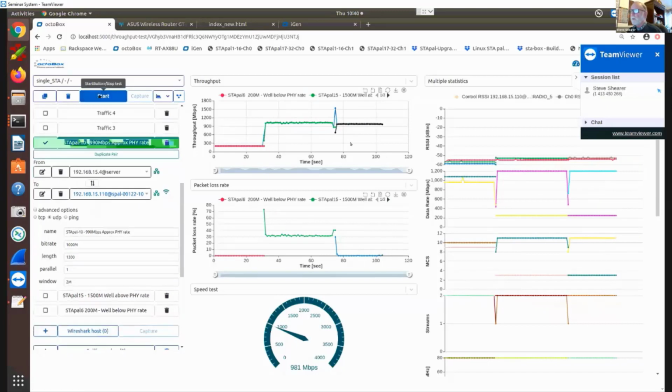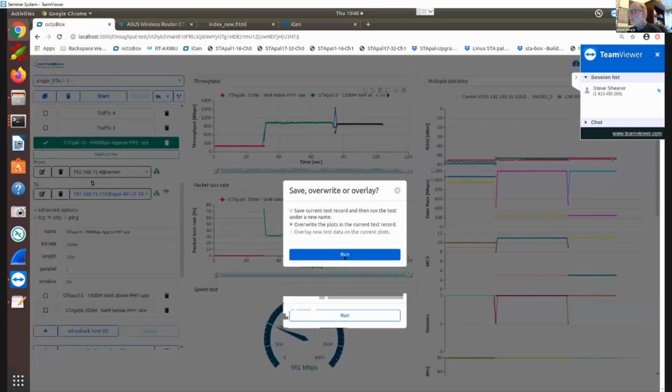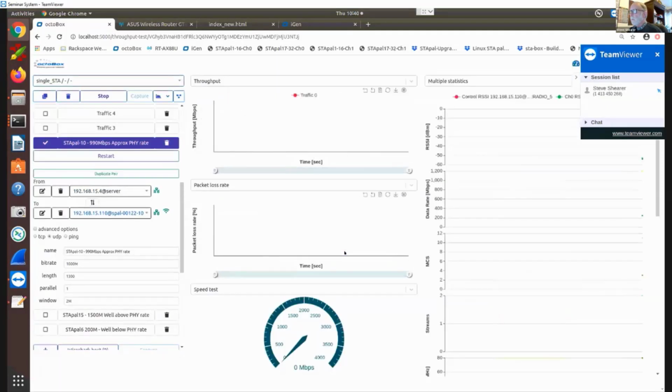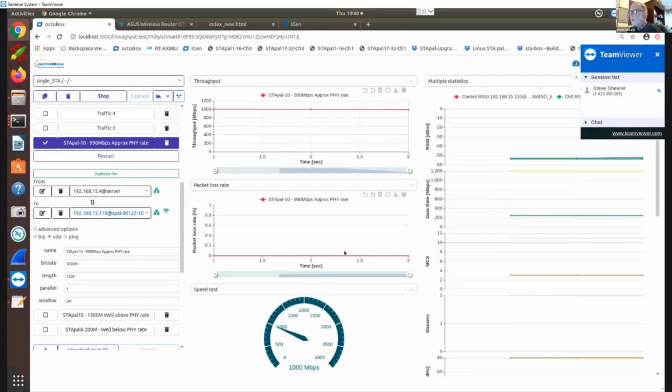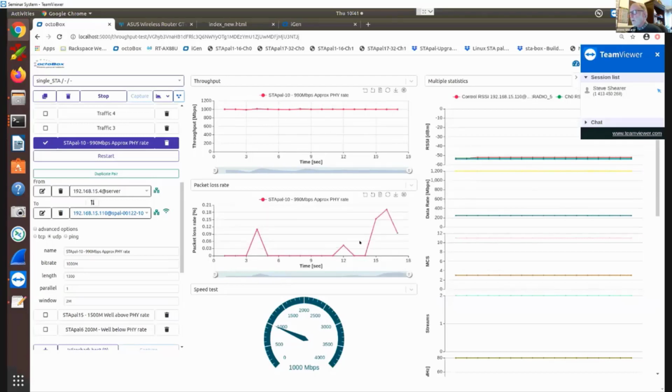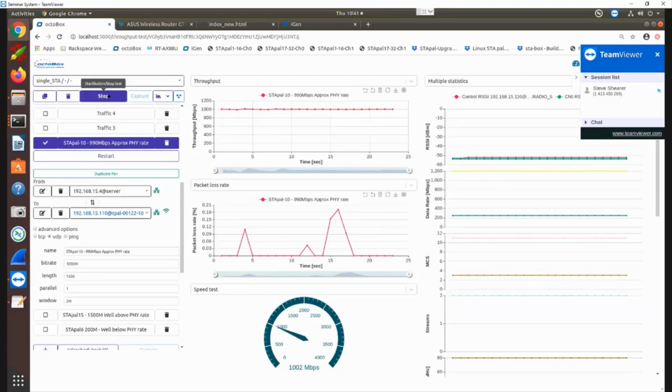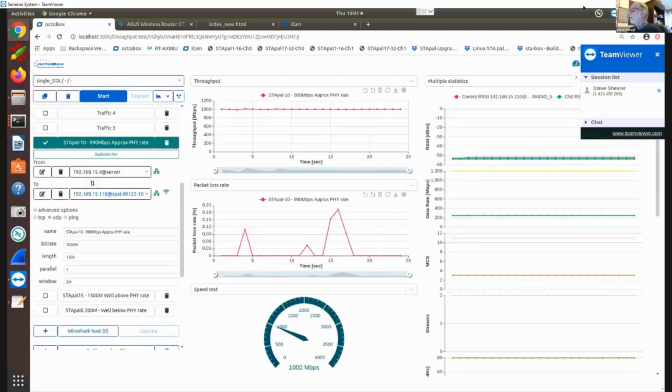We're going to have to stop it and start it. But yeah, so here we go. And here we see some small 0.1% packet loss, 0.04% of a packet loss. And this is where we zero in on that safe operating point. So I'm going to stop this.